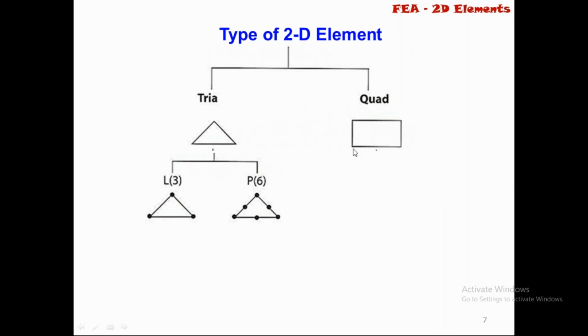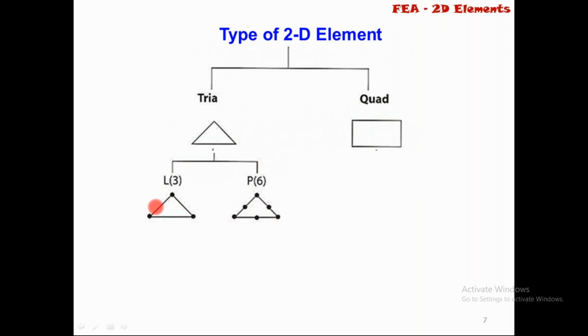Yes, correct. Order is the difference. First order, second order, or higher order. You can say this is first order, this is second order. The number of nodes increases. So the shape remains the same. There are only three sides. Yes, here also the shape remains the same, triangular. Sides are three, but nodes are different.